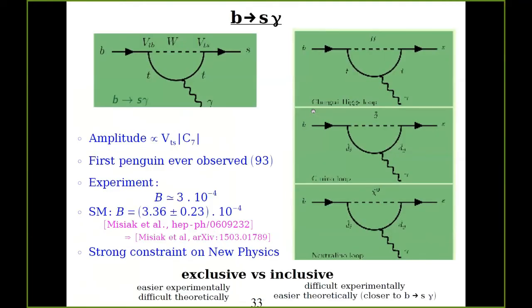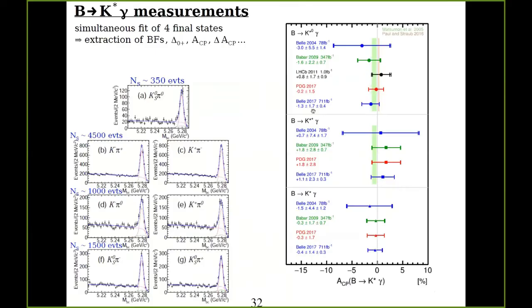I'm sorry. In the previous slide, you mentioned submitted to the PRL. So, is there any update on this measurement for the simultaneous fit of 4 final states?